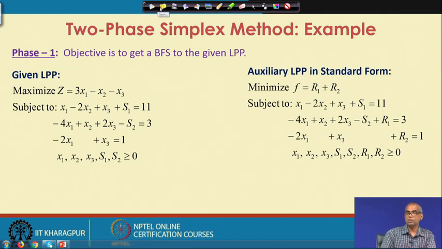So, the solution of the auxiliary linear programming problem will give me a solution for which R1 equal to 0 and R2 equal to 0. So, that will be a basic feasible solution for the original linear programming problem. So, the solution for this will be a basic feasible solution for the given linear programming problem.